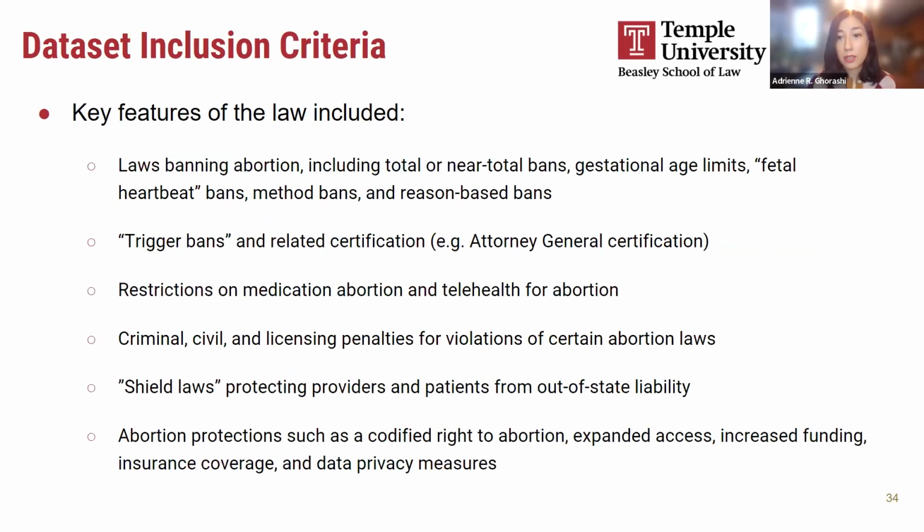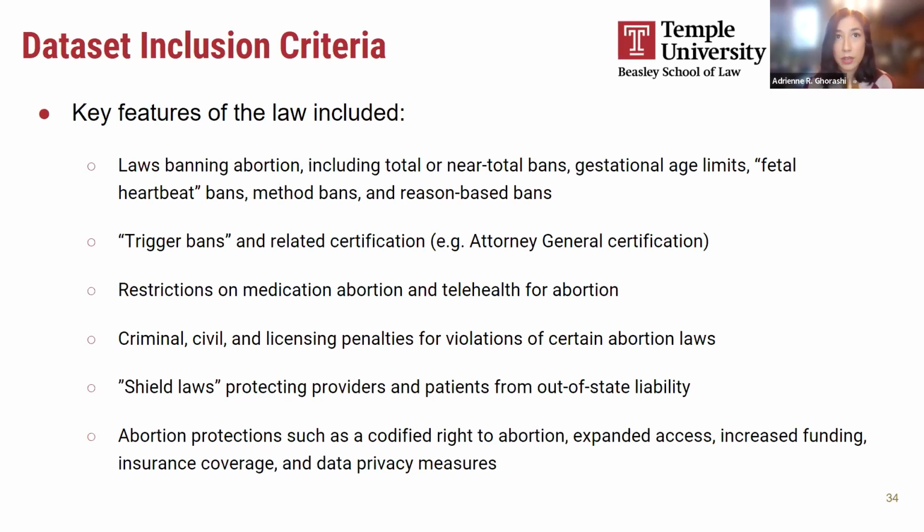So a little bit about the types of laws and policies that we included in this data set. We won't have time to get into all of these, but I'll show you just a few examples. So we included, of course, abortion bans, and that includes total or near total bans, different gestational age limits, so-called fetal heartbeat bans, method bans, reason-based bans. We also included the trigger bans that I was speaking about and related certification.